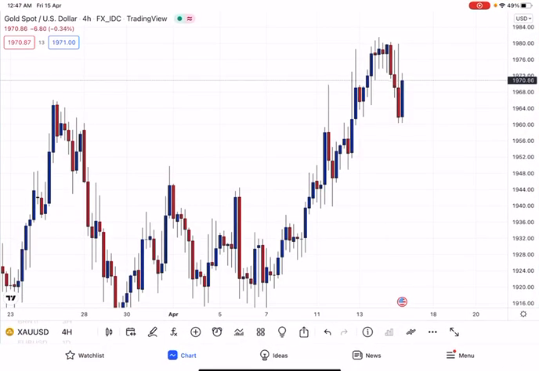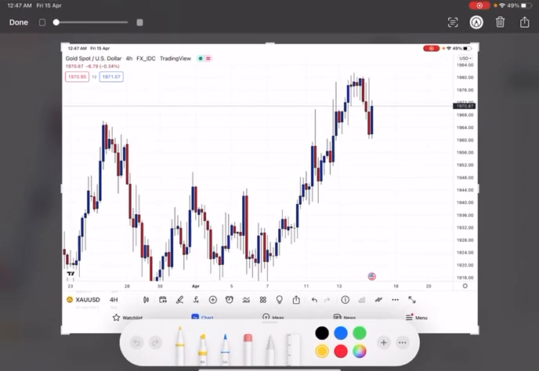First of all, we have a gold chart on TradingView on a 4-hour time frame. What this means is that every single candle that you see contains the information of a price movement within the last 4 hours. This is 4 hours, this is 4 hours, this is 4 hours. Every single candle here that you see is a 4-hour time frame. Okay? Let's pick one of the candles. I can see a bearish candle over here.